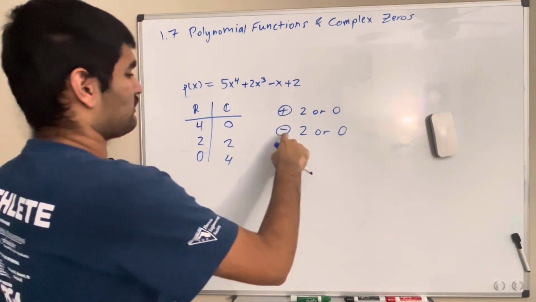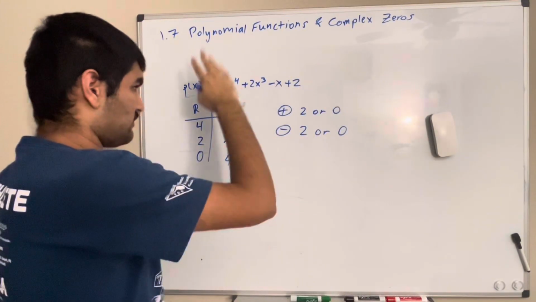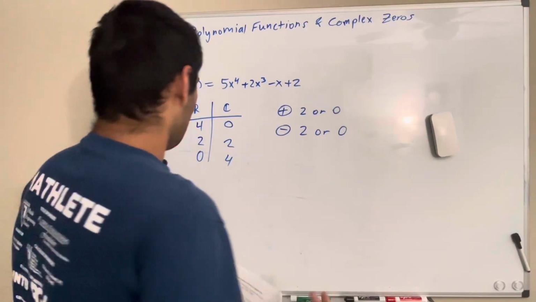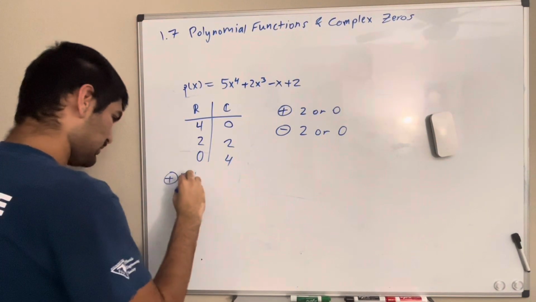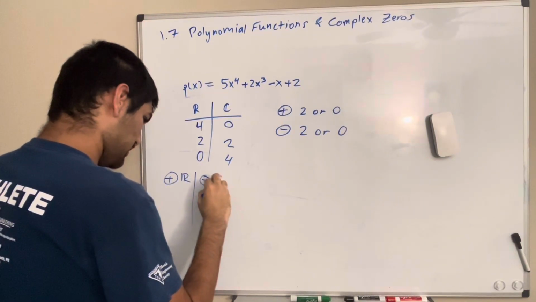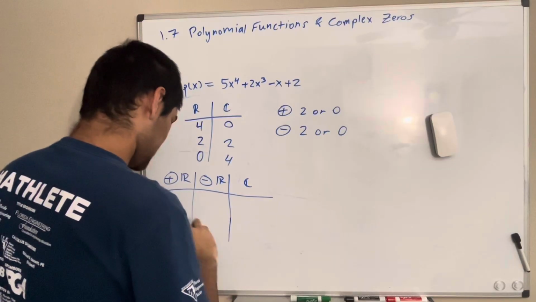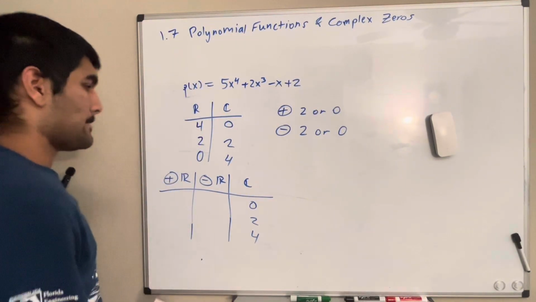And then to find the number of negative real zeros, you take p of minus x, find that polynomial, and then find the number of sign changes in that one. And it is 2 or 0. Okay. So then we could break this table down even further. So we have positive reals, and then we have negative reals, and then we just have complex. So complex is going to stay the same, right? That's not changing. That's still 0, 2, or 4.